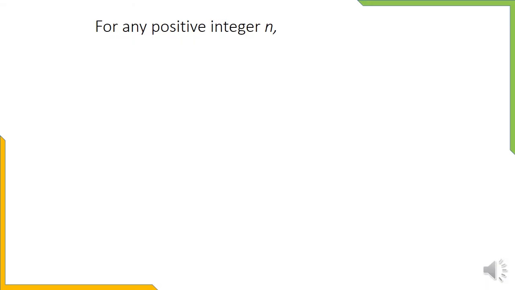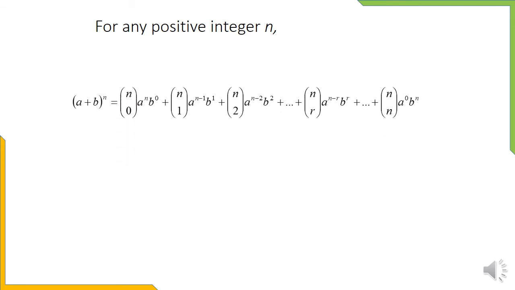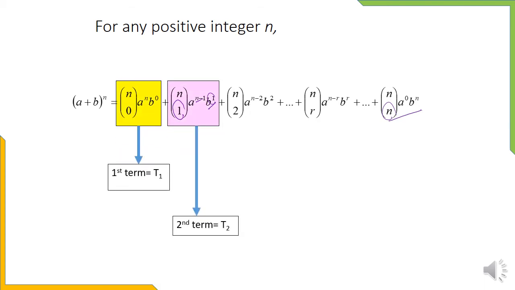So the formula for any positive integer n, (a + b)^n will be n choose 0, a to the power of n, b to the power of 0, and then we add up for the value of r, where a has its power decreased by 1 and b has its power increased by 1. And the last term should be n choose n, with a to the power of 0, b to the power of n. First term, second term, nth term.